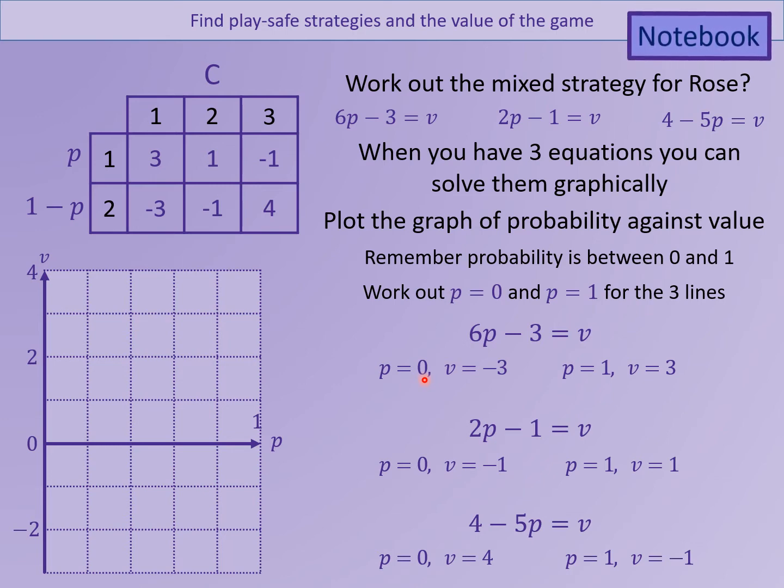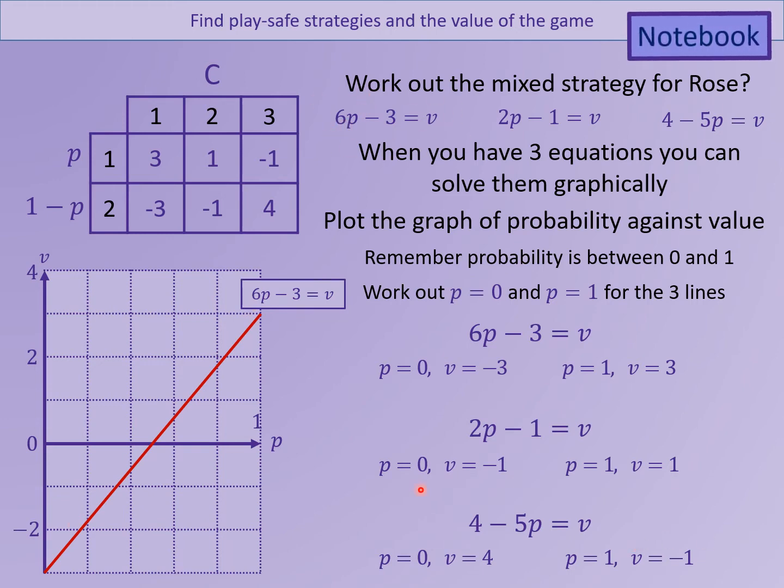And we're going to plot each of those points. So the first line goes from p equals 0, v equals minus 3. So the point 0, minus 3 is here. The other end we've got when p equals 1, v equals 3. So 1, 3 is a point. Joining those together will give us this straight line here.